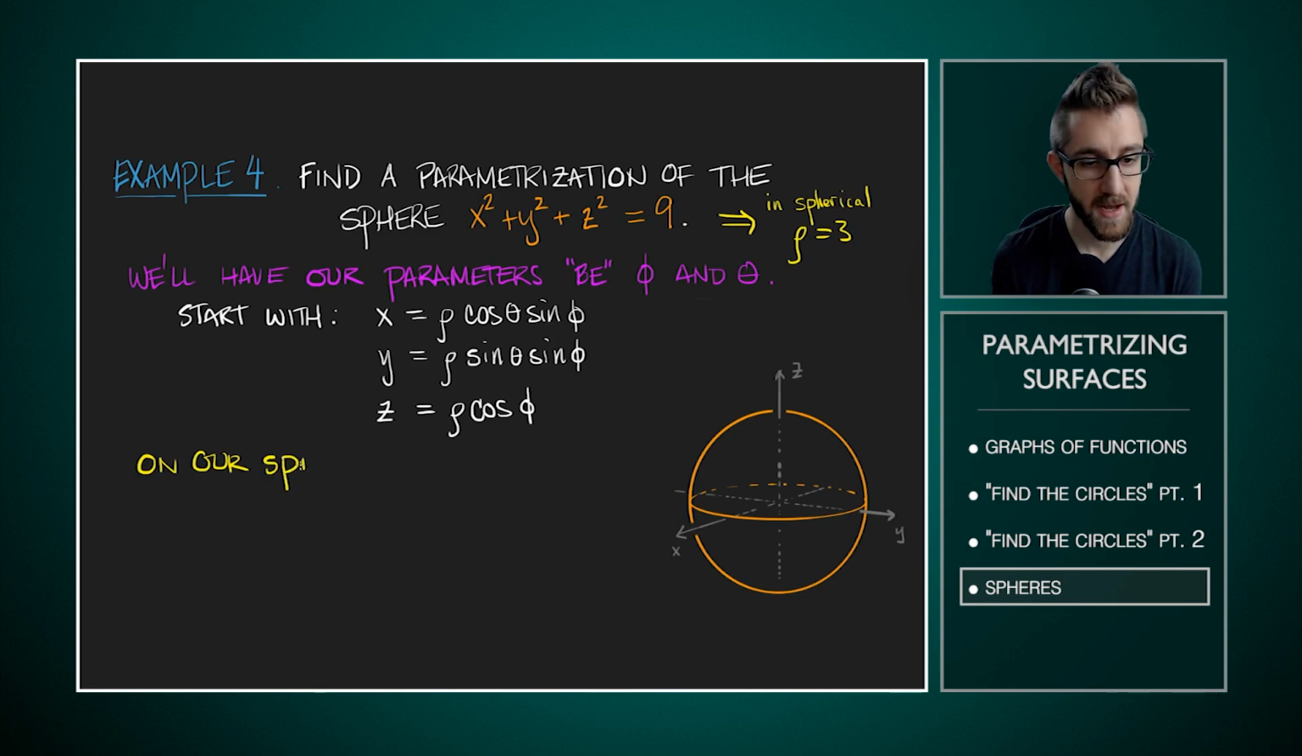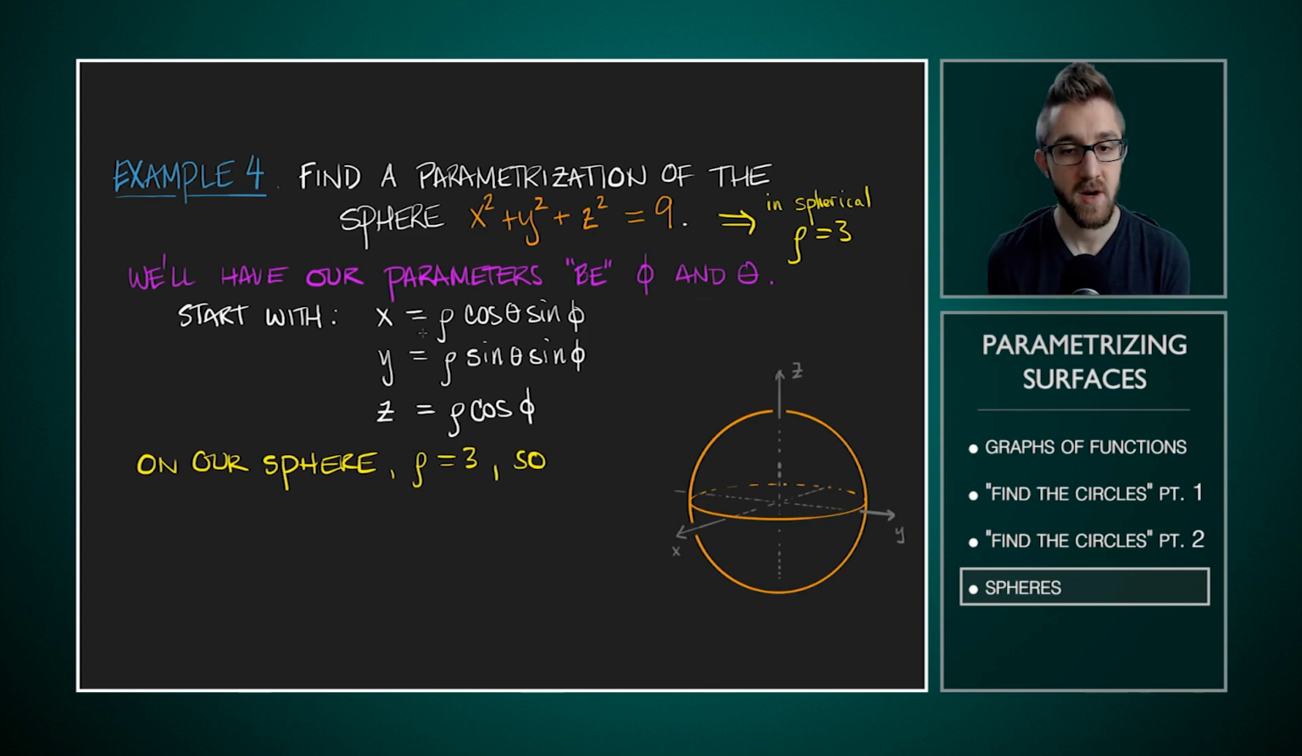So for points on the sphere, rho is fixed at 3. And so we can write down our parametrization by just saying, let's let u be phi, v will be theta, just because we've had v being theta the whole time. And then rho is just a number, it's just 3. So we really get x, y, and z in terms of 2 parameters.